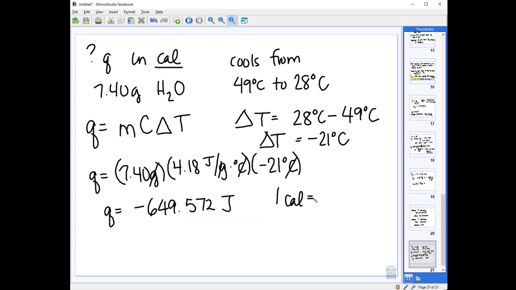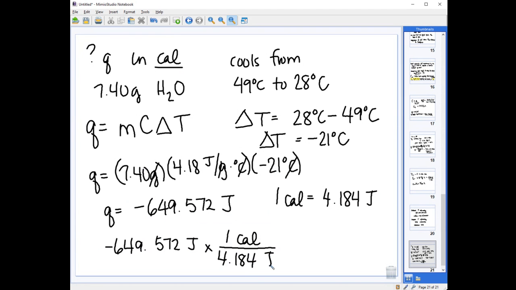But they wanted my answer in calories. And remember, 1 calorie is equal to 4.184 joules. Let me find my notes. 184 or 182? 184. Okay. So I'm going to take this amount and I'm going to say 1 calorie is equal to 4.184 joules. So essentially I'm just going to divide. And when I do that, I get negative 155.25 calories.